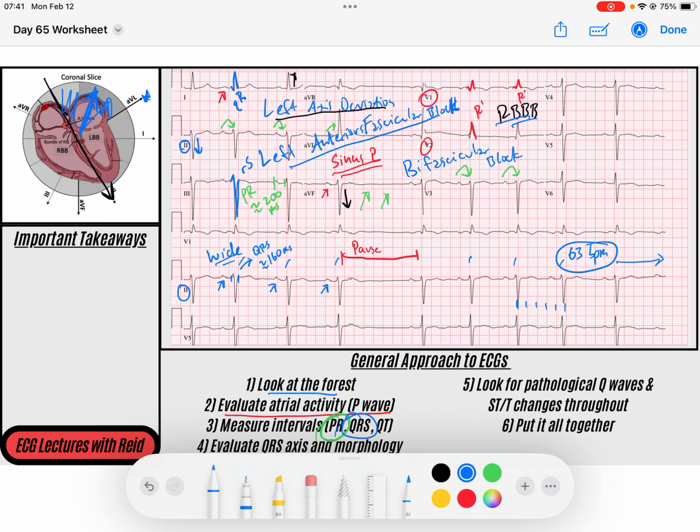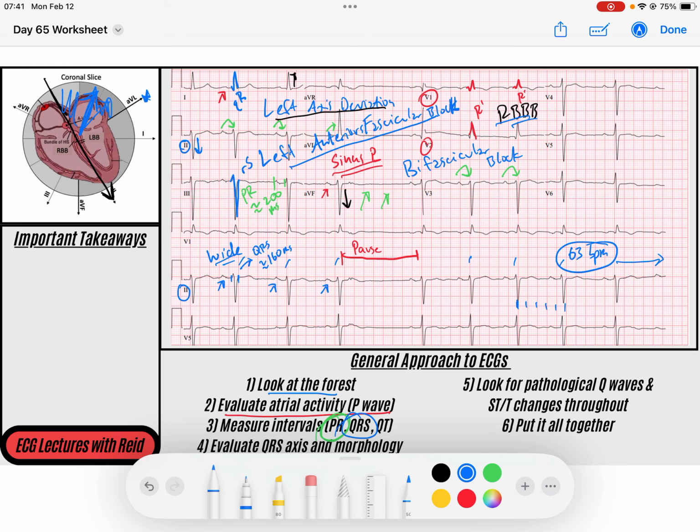And so the left anterior fascicle supplies the anterior lateral, a little bit of the superior portion of the left ventricle. It's a branch off of the left bundle. And so we've got multiple conduction blocks in this ECG. So we've got right bundle branch block, left anterior fascicular block. All right, so that explains some things there.